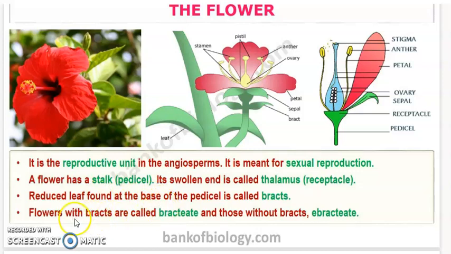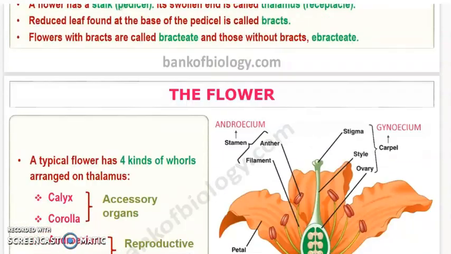So what are bracts? Bracts are reduced leaves. The flowers which have bracts are called bracteate, and those flowers which do not have these bracts are called ebracteate. So flowers with bracts are called bracteate, and those without bracts are called ebracteate. Clear? Now let us learn about the other parts of the flower.